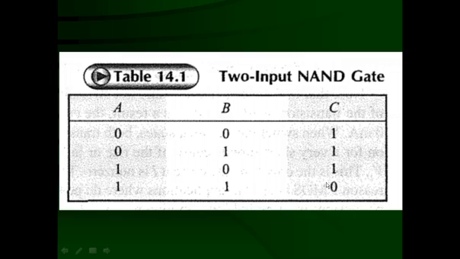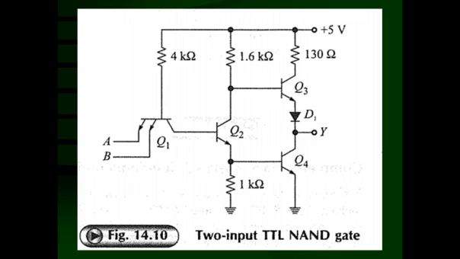When the output is going to be low, if both the inputs are going to be high, then and only then output is going to be low. This way I can explain the truth table, which can be explained by the circuitry also, how the circuit will perform these things. Think about this one.